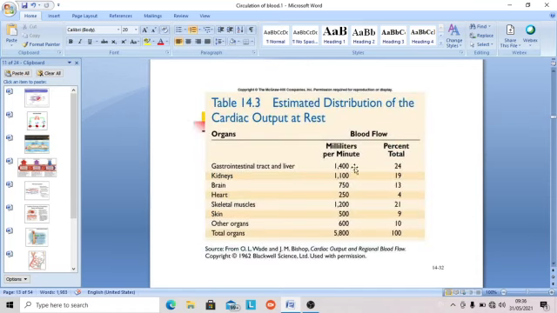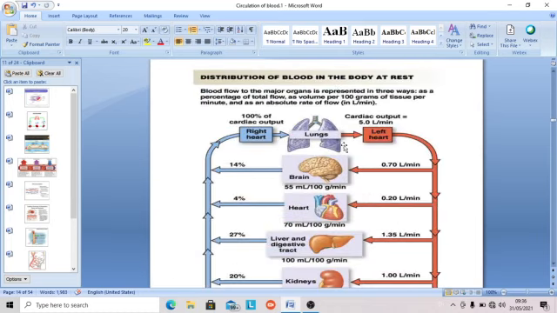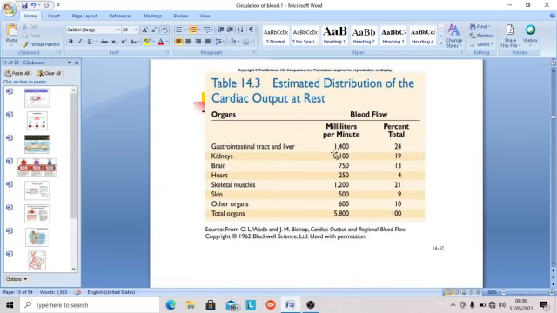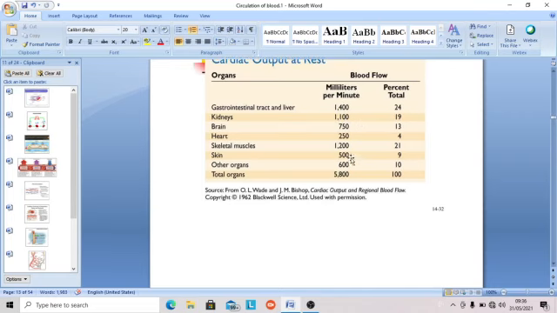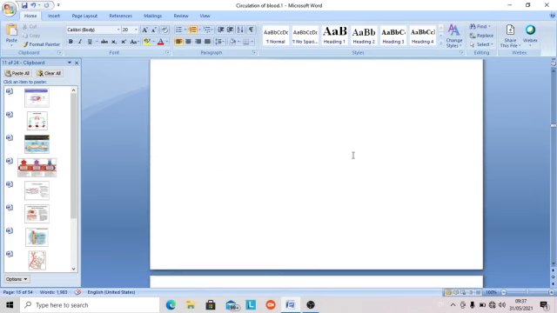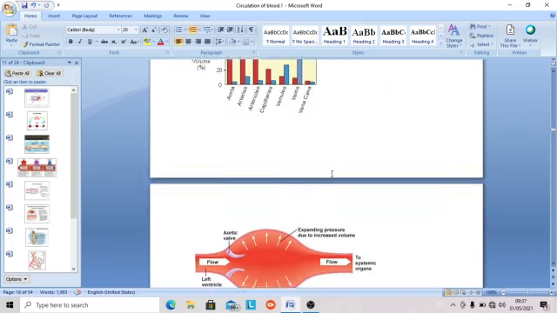This is the distribution of the cardiac output. In the same way, this is 1400 in GIT and liver, kidney 1100, 50, 75. You can see kidney 400 milliliters per 100 grams. This is a huge supply because you want the kidney to work. This is the same thing.